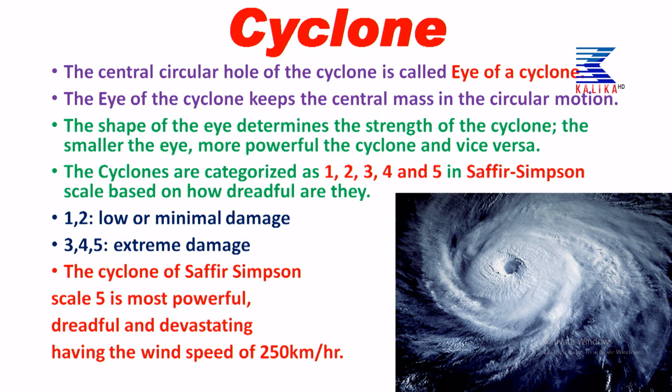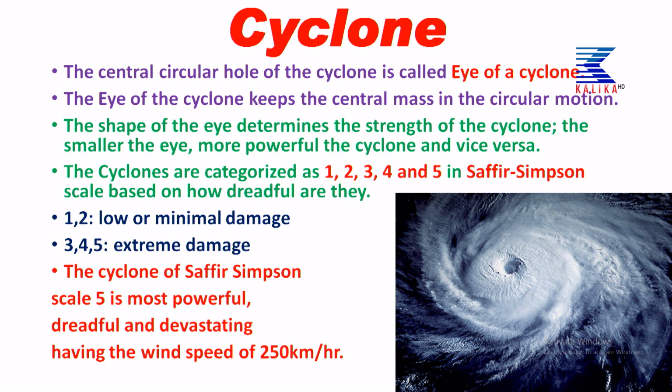The cyclones are categorized as Category 1, Category 2, Category 3, Category 4 and Category 5 in the Saffir-Simpson scale. It's a type of scale given by Saffir and Simpson, that's called Saffir-Simpson scale. How dreadful are they or how much damage do they make? So if the cyclone has the Saffir-Simpson scale 1 and 2, it has low or minimal damaging capacity. It damages low. If it is 3, 4 and 5, they have extreme damaging capacity. They can damage extremely, means a lot.